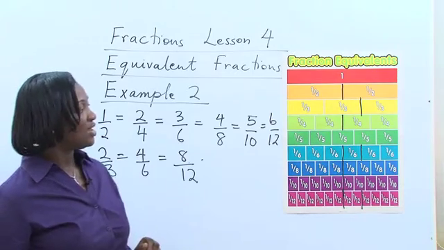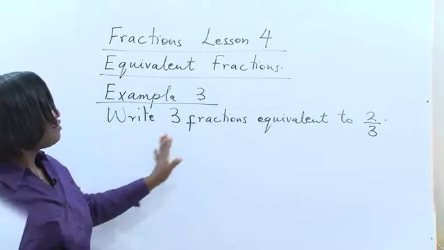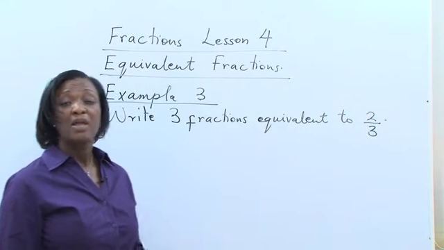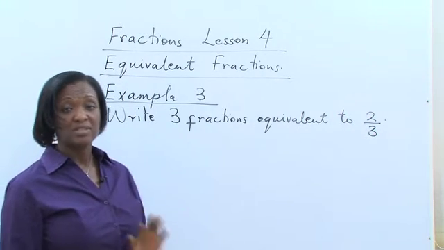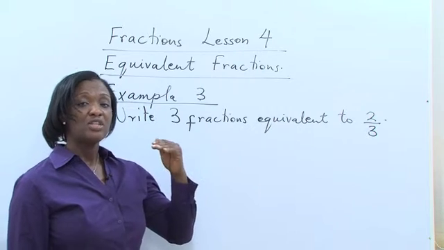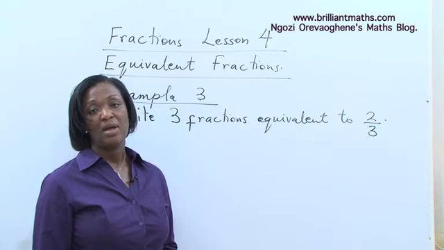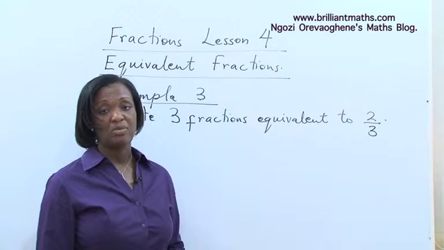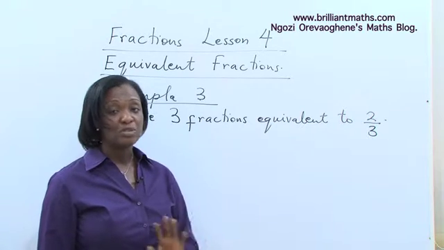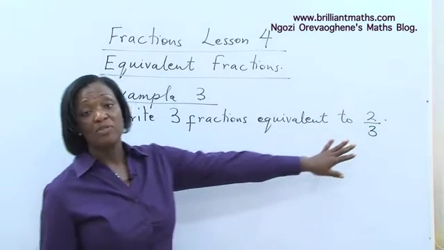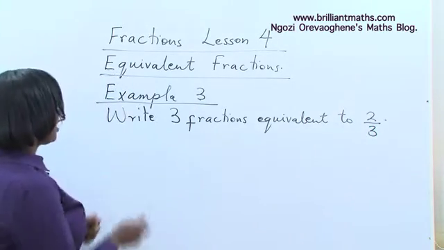Let's take a third example. Write three fractions equivalent to 2/3. The value of a fraction remains the same if you multiply the numerator and the denominator by the same number, as long as that number is not zero. The value does not change. So we want to write three fractions that are equivalent to 2/3. How do we do that?